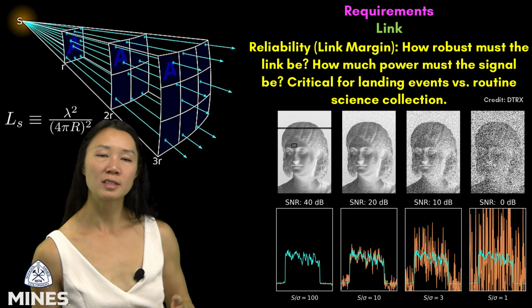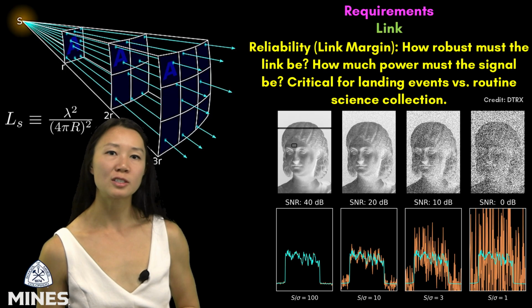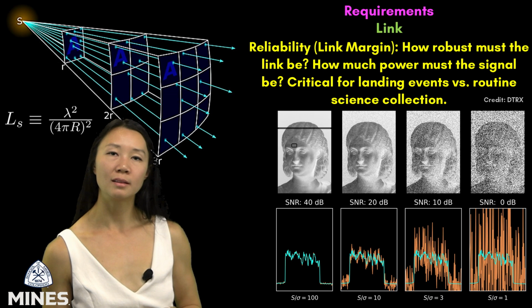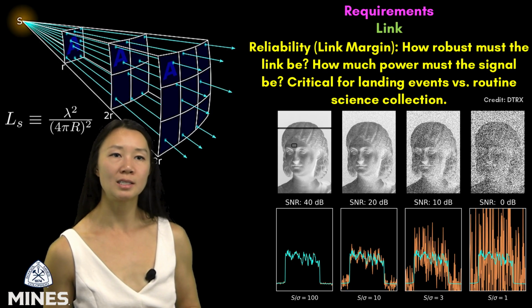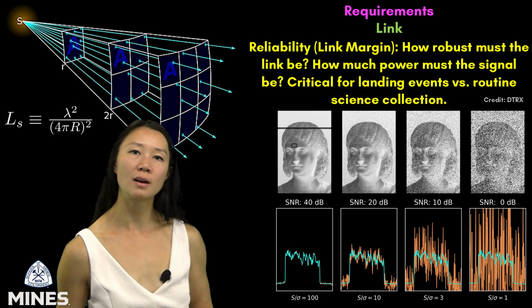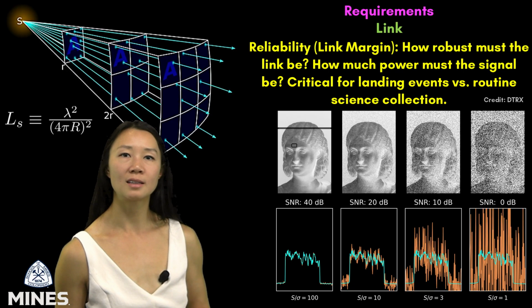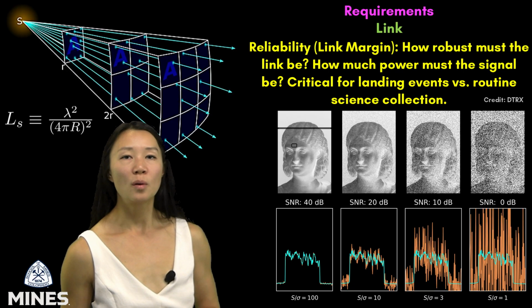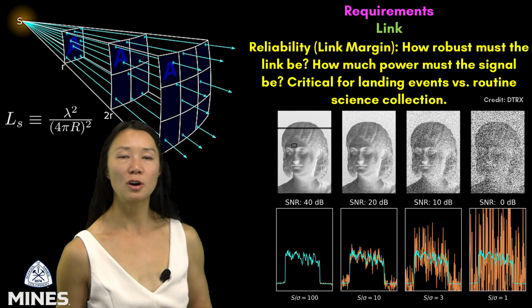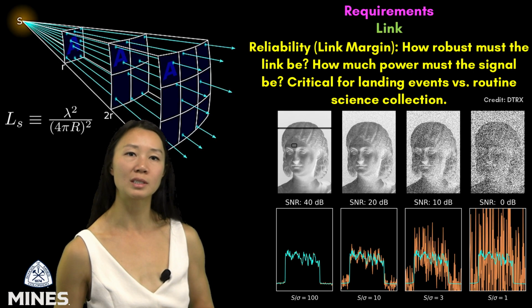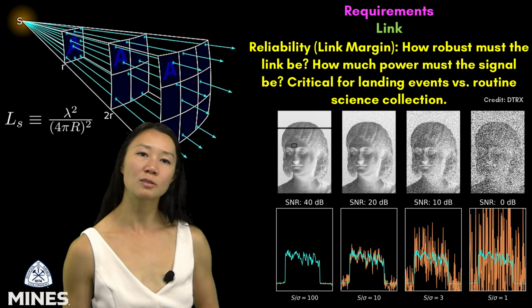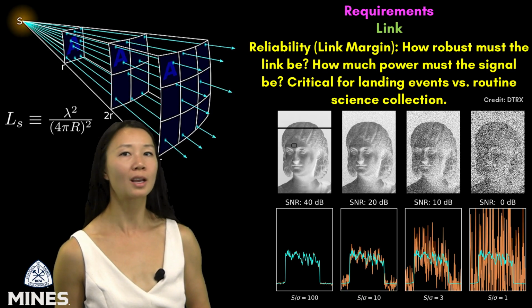The equation here quantifies that phenomenon. Ls is free space path loss, lambda is the wavelength, and r is the distance. It shows that loss increases significantly with distance. To maintain a good SNR and a reliable link, we must transmit with enough power to overcome this loss, especially over long distances. This is critical for high-stakes missions like planetary landings, where communication cannot fail.